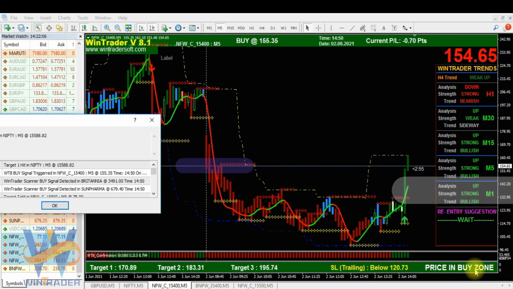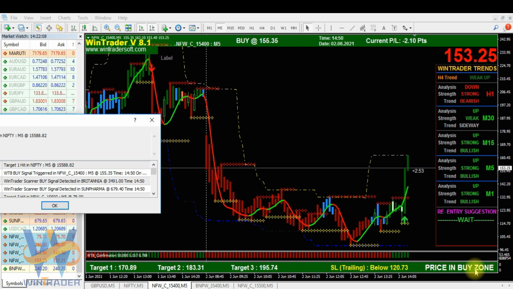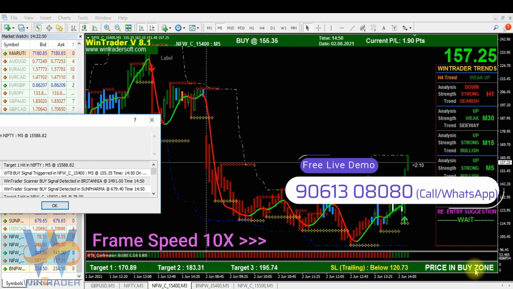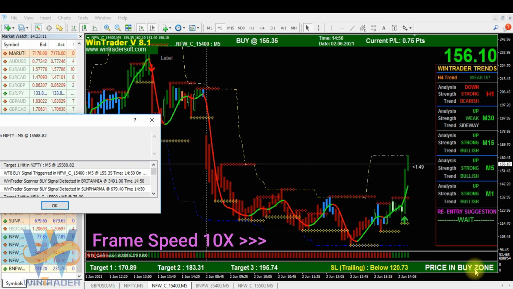If you achieve the target, you can exit with the profit. And if the market suddenly reverses, you can exit with the stop loss. The software will recommend both target and stop loss, so just follow that. Usually, for a riskless trade, it's preferred to exit with the first target.